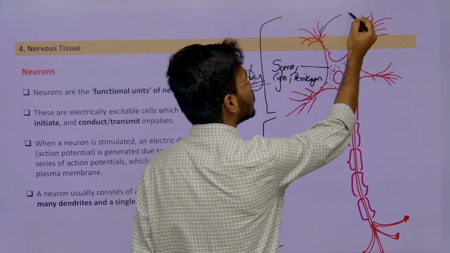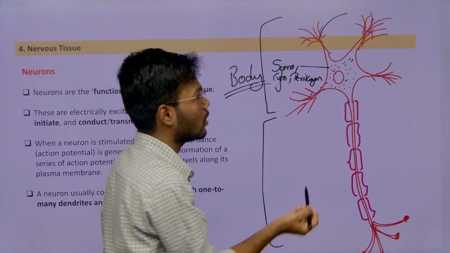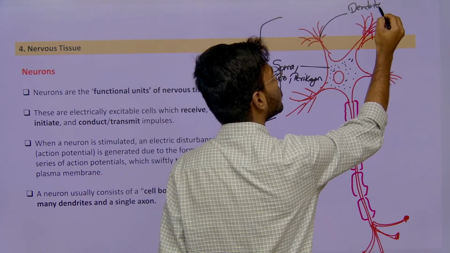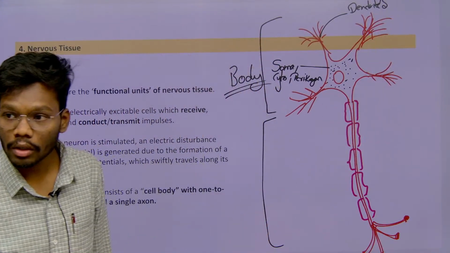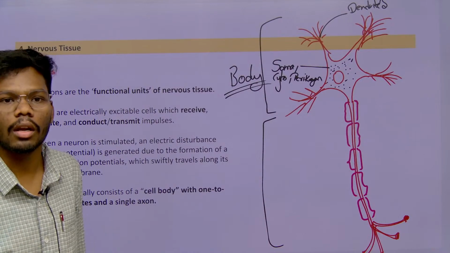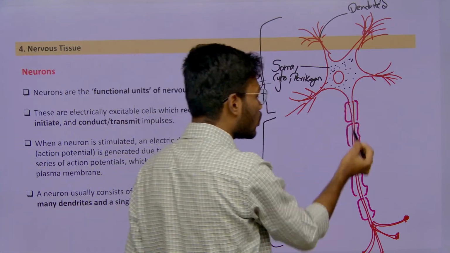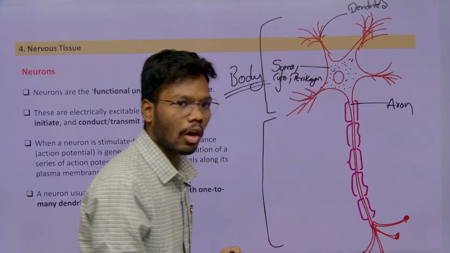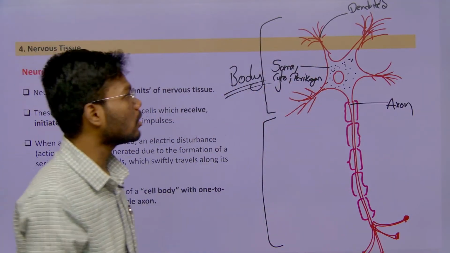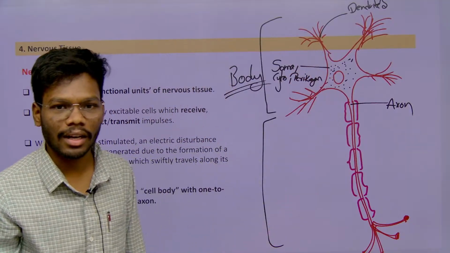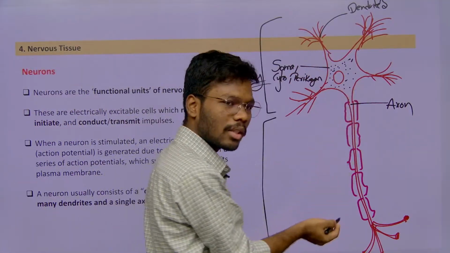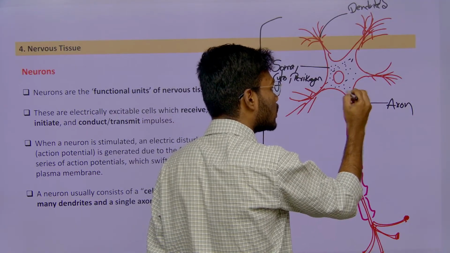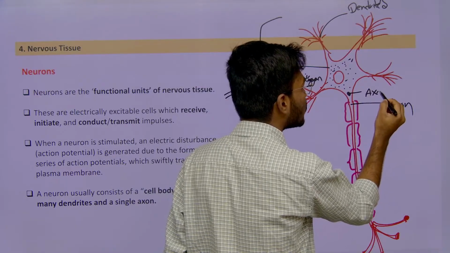And these are short branched structures which are called dendrites. Remember, these are not long. What is long? Axon. Long unbranched is what? Axon. Short branched is what? Dendrites, right? So these arise from the cell body. Here we have a very interesting, important, sensitive area. This is called the axon hillock.